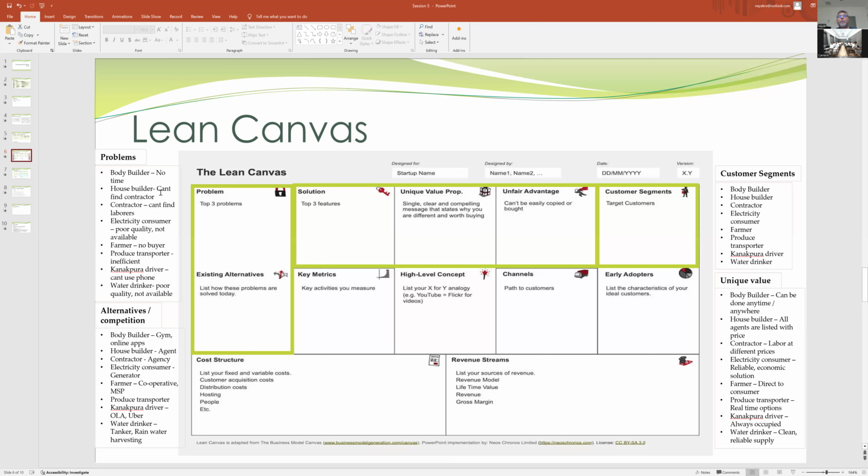Okay, so that customer segment is very important. Now let's see what problems that they said. You know the customer segment. Then if you look at the problems, this is just one. And here we are asking for three. But during your interviews, you would have to find out what the problems were. So the bodybuilder said, I have no time. House builder said, I can't find a contractor. I can't find a reliable contractor. I cannot find an honest contractor, whatever that is, right? That is the problem.